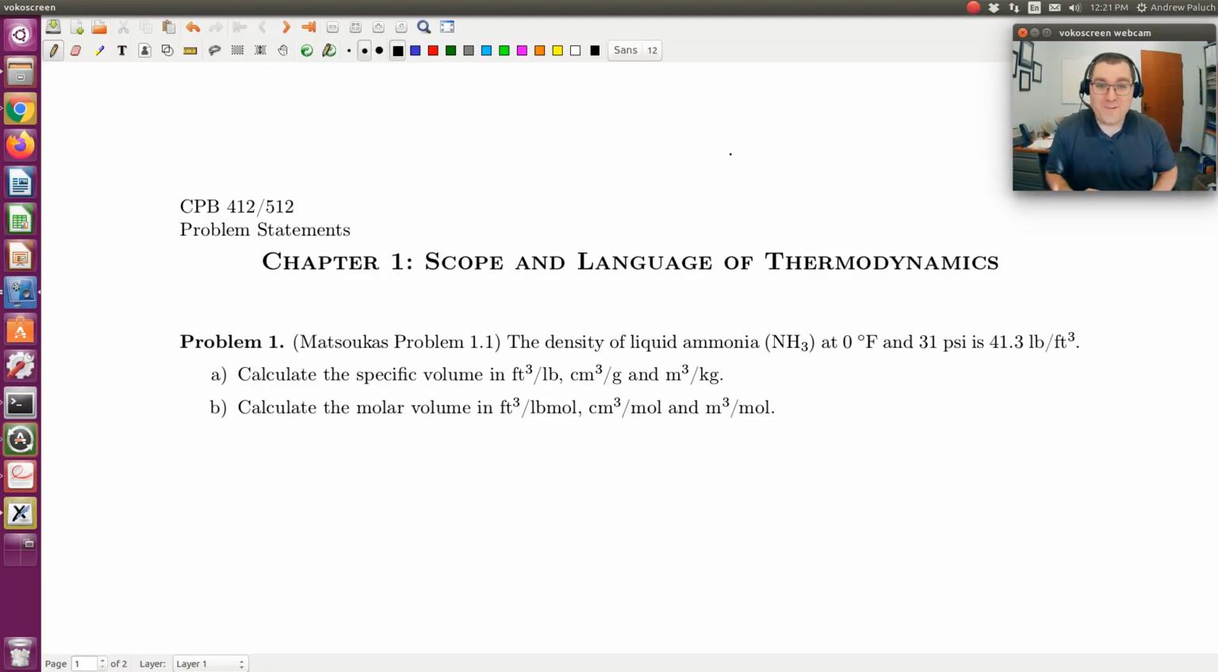All right, hello. Let's take a look at our first problem from chapter 1, in which we're given a density, asked to convert to specific volume, and then ultimately molar volume. Okay, so let's have some fun.